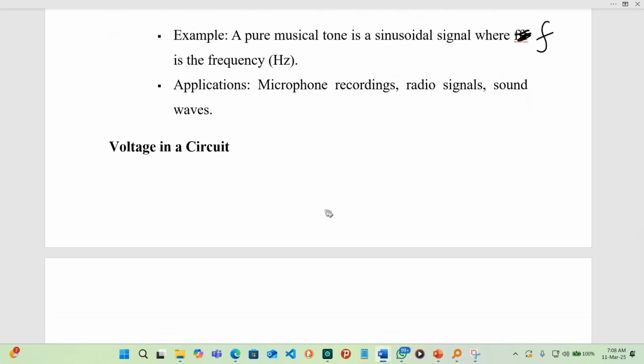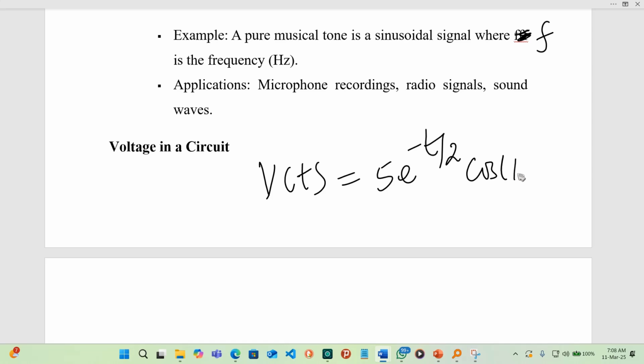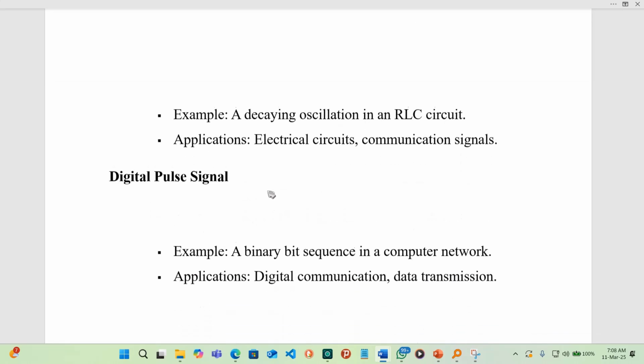Then let's look at the voltage in a circuit. Voltage in a circuit can be represented by, for example, V(t) = 5e^(-t/2) cos(10t). This can be seen as a voltage in a circuit, and you can see it is a signal.